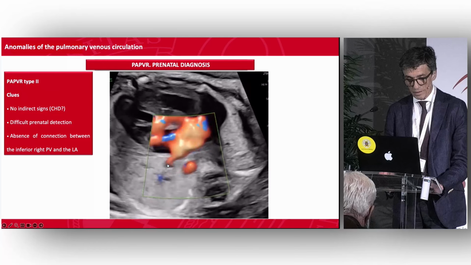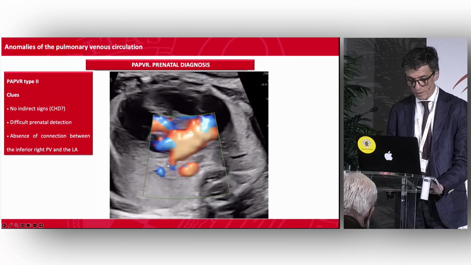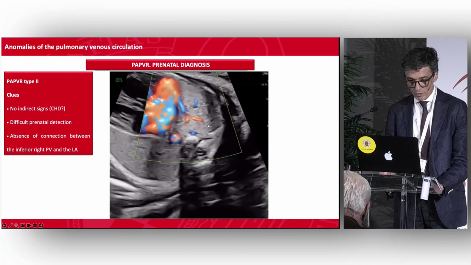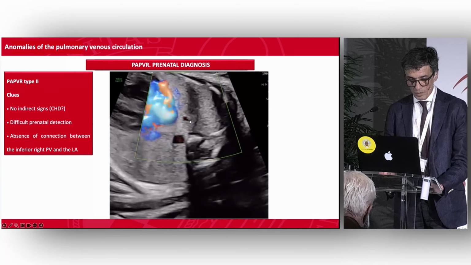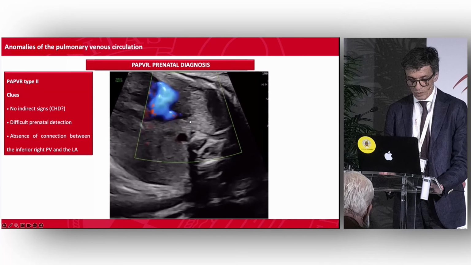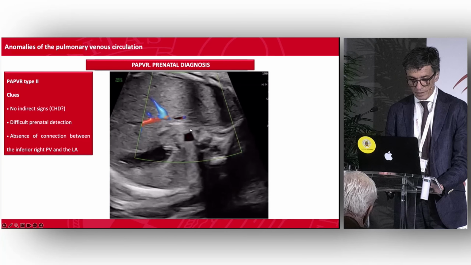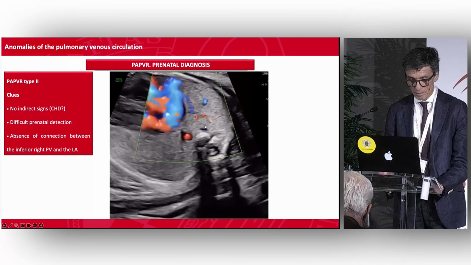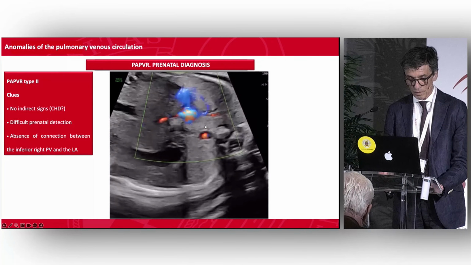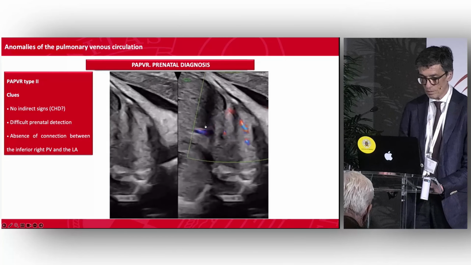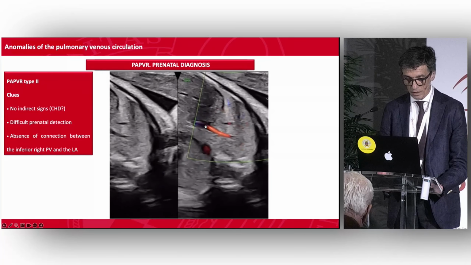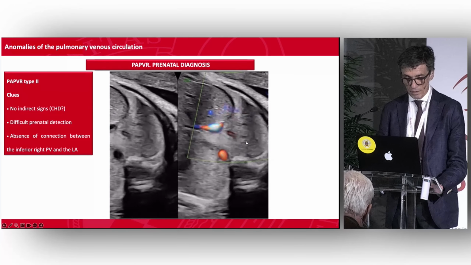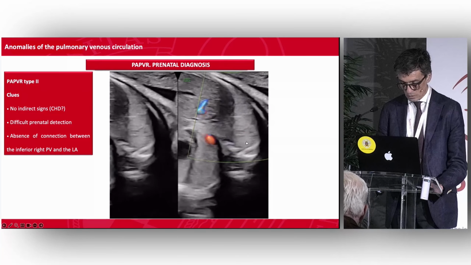You may see here the pulmonary veins of the left side. However, the pulmonary veins from the right side also cross the diaphragm and connect with the inferior vena cava in this baby. So always think that whenever you make a diagnosis of any congenital heart defect, there may be associated defects. This is the normal pulmonary venous return in this baby.